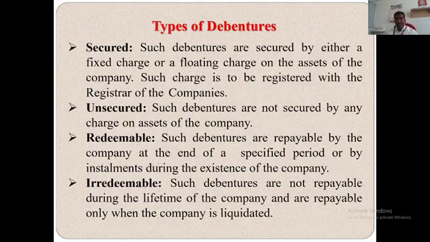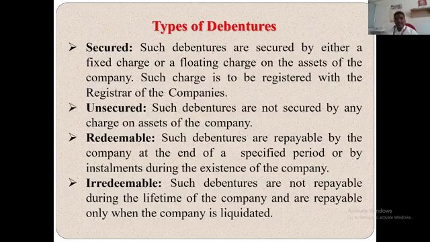On the basis of security, secured debentures: such debentures are secured by either a fixed charge or a floating charge on the assets of the company. Such a charge is to be registered with the registrar of companies. At the time of submitting the articles of association, they should mention that they are going to issue secured debentures.